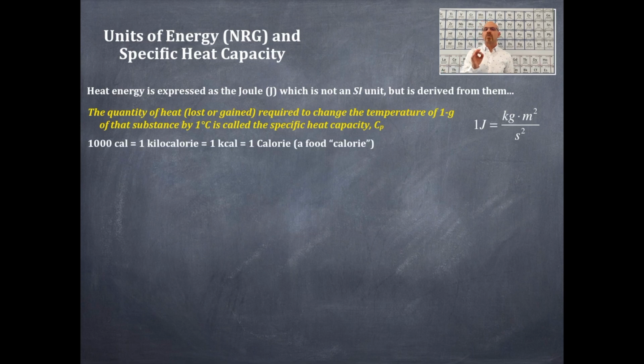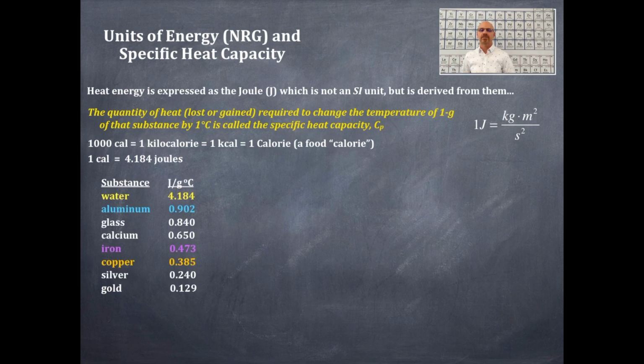Okay? So some notes on this, and that is 1,000 calories is equal to 1 kilocalorie, which is equal to 1 kcal. And that's equal to 1 food Calorie. Notice it's a capital C Calorie. So if you look in the back of the box of your cereal, you're looking at Calories with a capital C. Okay? 1 lowercase c calorie is equal to 4.184 joules. And that's a very important number, as we're going to find out here in just a second.